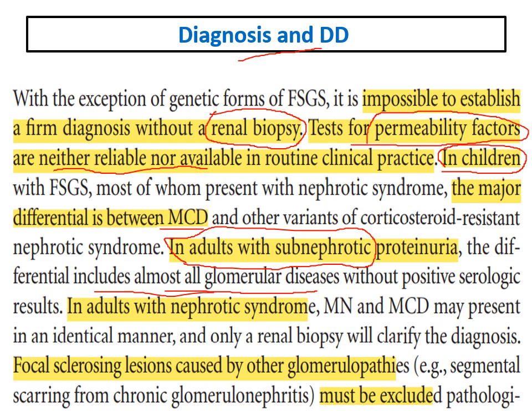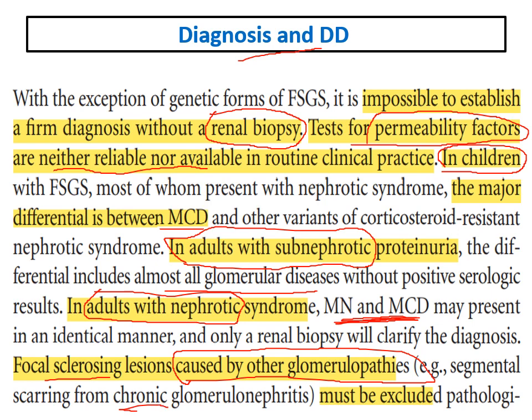While in adults with a full-blown picture of nephrotic syndrome, the main differential diagnosis is membranous and minimal change. We have said that in adults, in black patients, the most common cause is FSGS. While in white patients, the most common cause is membranous, followed by minimal change, followed by focal segmental glomerulosclerosis. We should also exclude any other glomerular diseases that cause focal sclerosing lesions, especially in chronic forms.